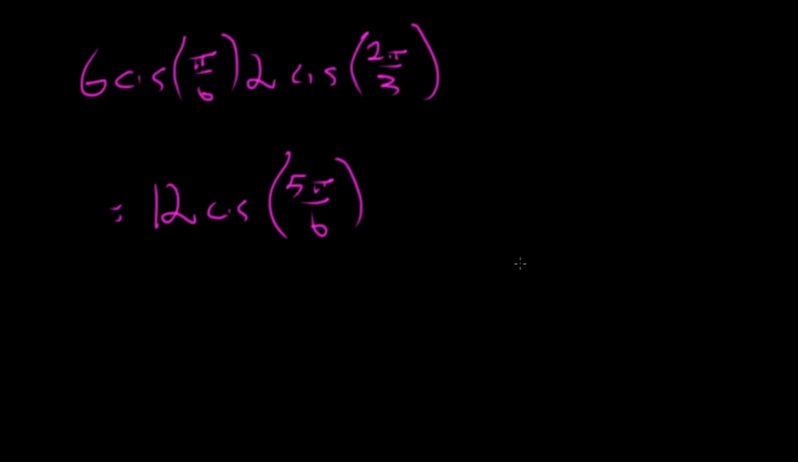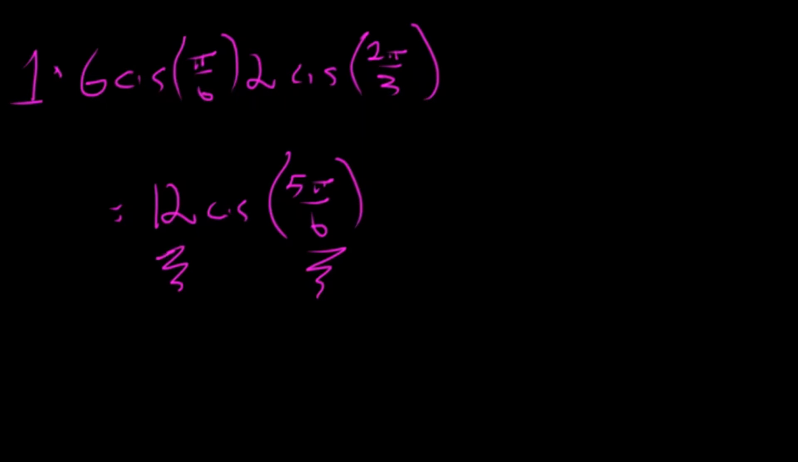And this makes sense geometrically. Think about it. 6 cosine plus I sine of pi over 6 says rotate pi over 6 and dilate 6. The 2 says dilate 2, and the 2 pi over 3 says rotate 2 pi over 3. So if you multiply a number like 1 by these two numbers, you're going to rotate pi over 6 and rotate 2 pi over 3. In total, rotate 5 pi over 6. And you're going to dilate 6 and dilate 2. In total, dilate 12.